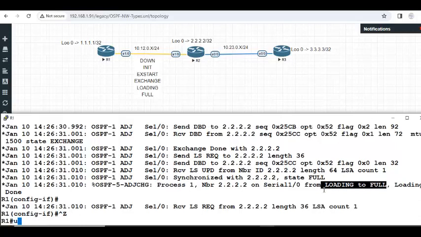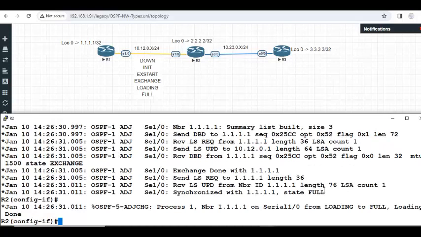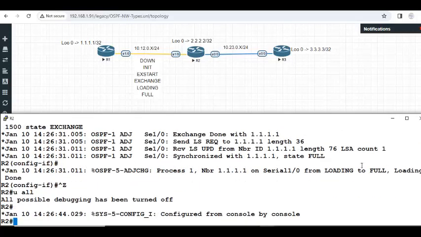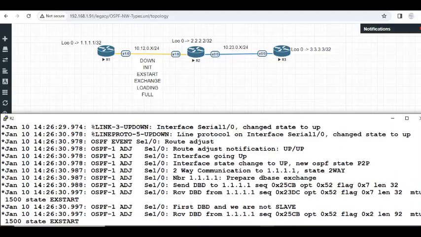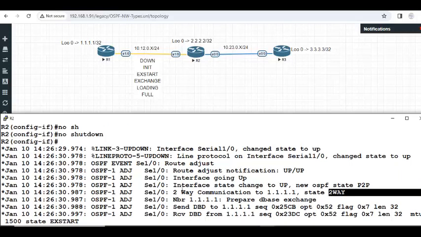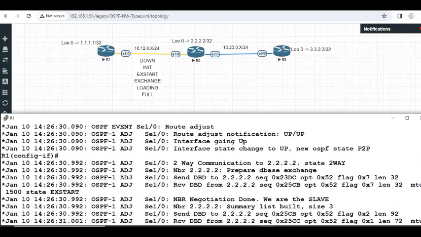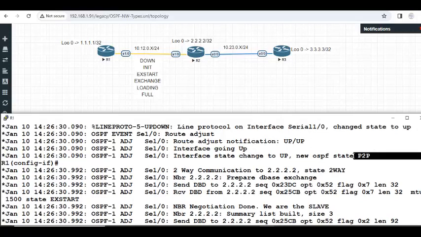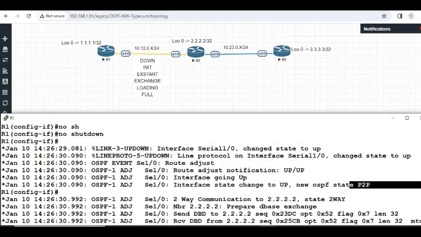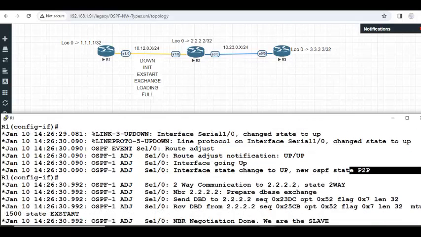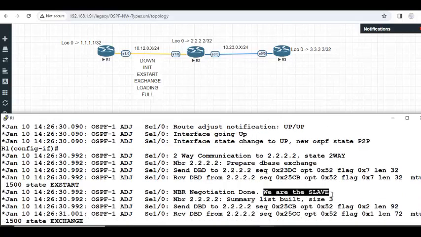Now let me go and show you the debug and the states. You see, this says two-way state. Let me try to see init state. We can see two-way state, and it says it's a point-to-point network, and unfortunately, it didn't capture the init state. So after two-way state, they will decide who is master and who is slave. And router 1 says we are slave. Why? Because the router ID of router 1 is smaller. Whereas router 2 says we are not slave, we are master.